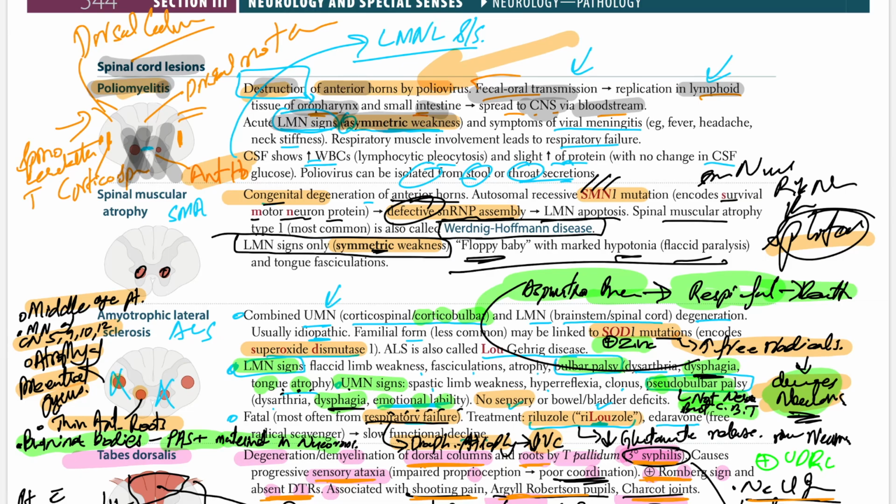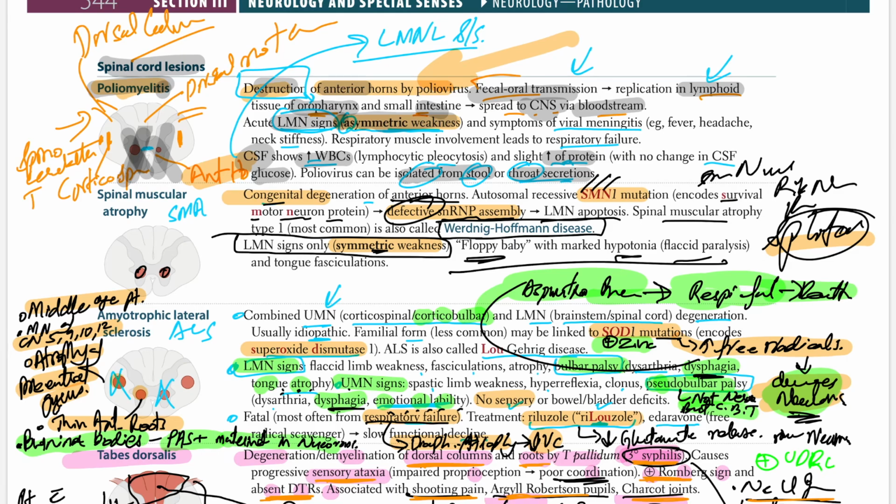Here, because it's infectious, what we are going to have is increase in WBCs in CSF and increase in protein, but no change in glucose because of virus. Poliovirus can be isolated in the stools and in the throat secretions.